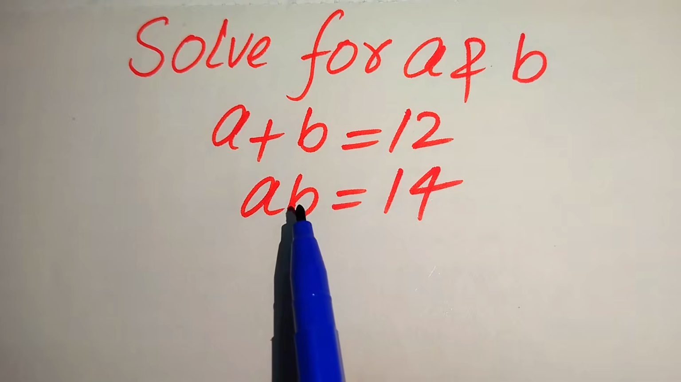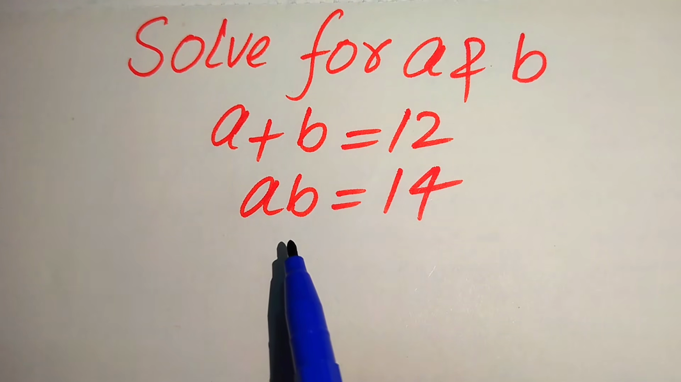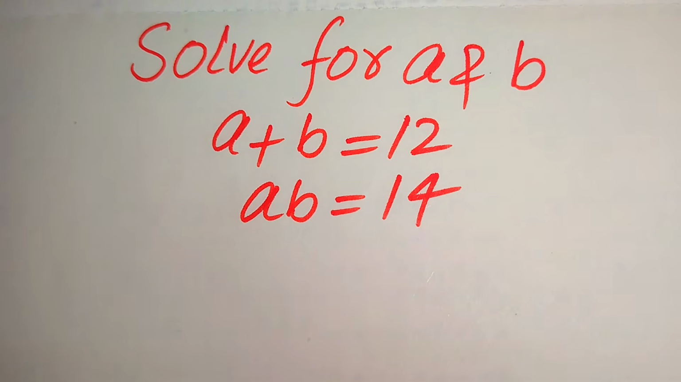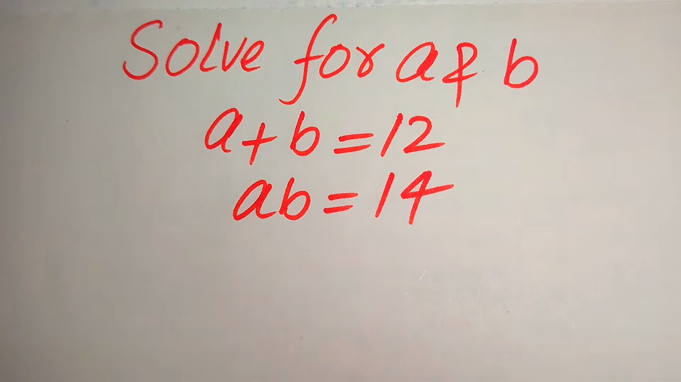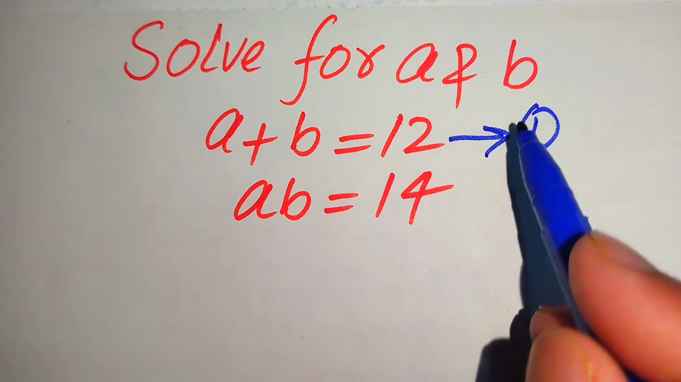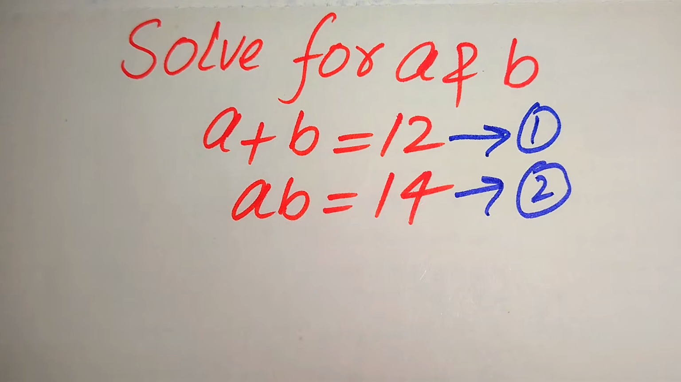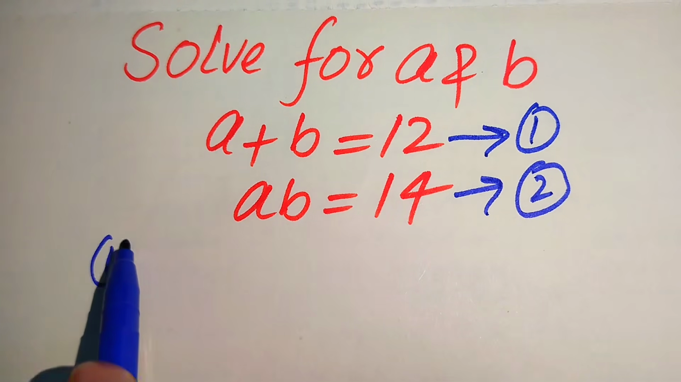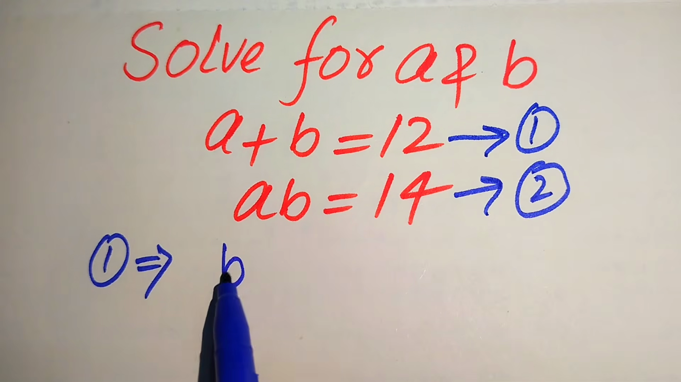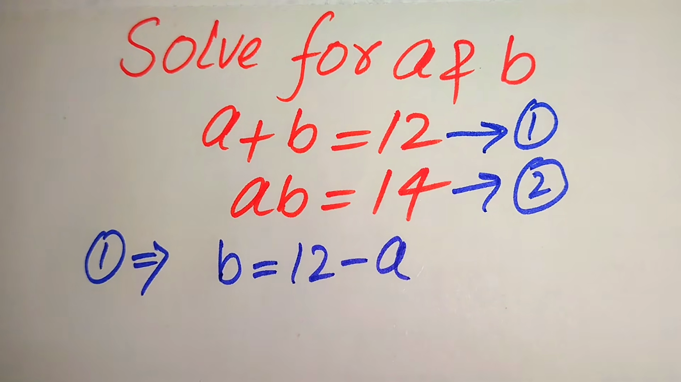So here we have a plus b is equal to 12 and ab is equal to 14, and we solve this problem for all the values of a and b. First we denote this equation by 1 and this is our equation number 2. Equation number 1 implies that we move this a to the right hand side and we get the value of b is equal to 12 minus a.